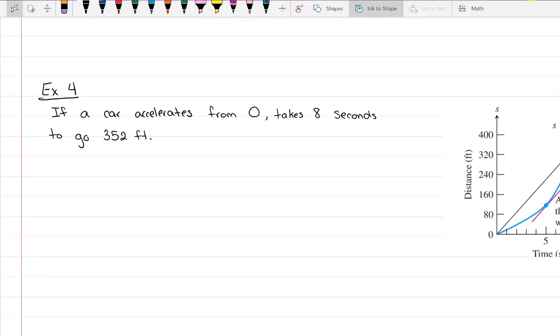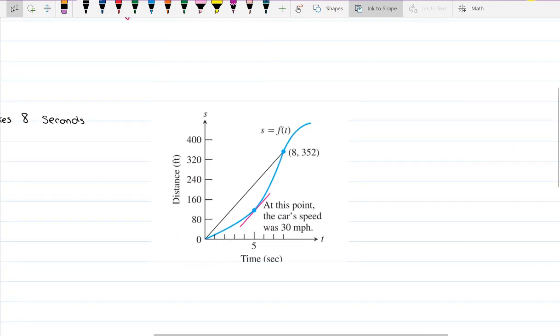So example 4 says a car accelerates from 0 and it takes 8 seconds to go 352 feet. This means that it's accelerating at maybe not a constant rate, but that it takes 8 seconds to go 352 feet. So right here is a graph, and I recommend you go ahead and pause the video right now, take a second to draw this in.